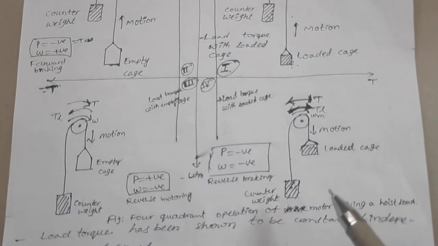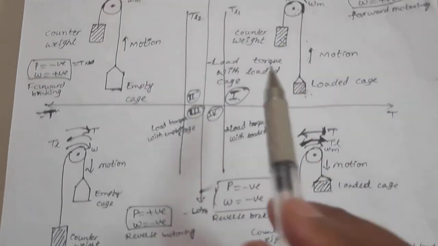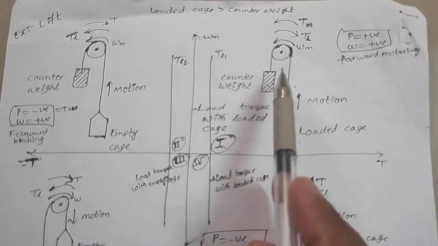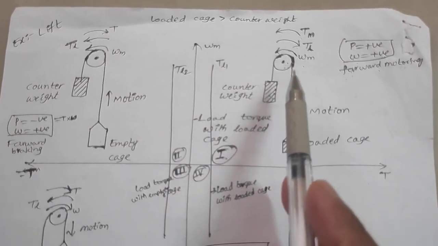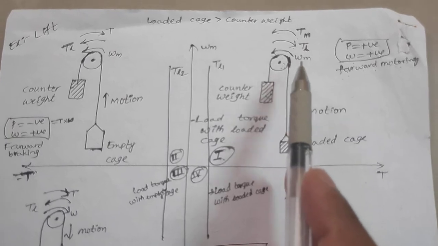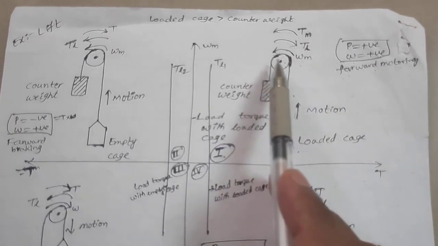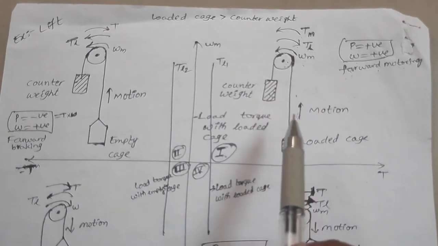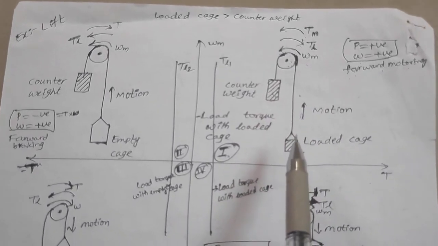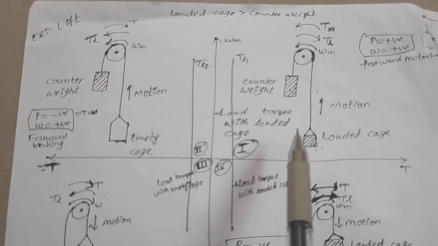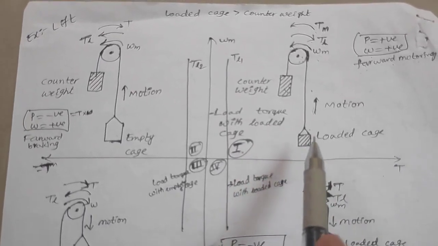Here one more assumption is that the load torque is always constant and independent of the speed. Irrespective of your speed, your load torque may be in the clockwise direction or counterclockwise direction, based on whether it is a loaded cage or an empty cage. Okay. So now the drive is in forward motoring mode.